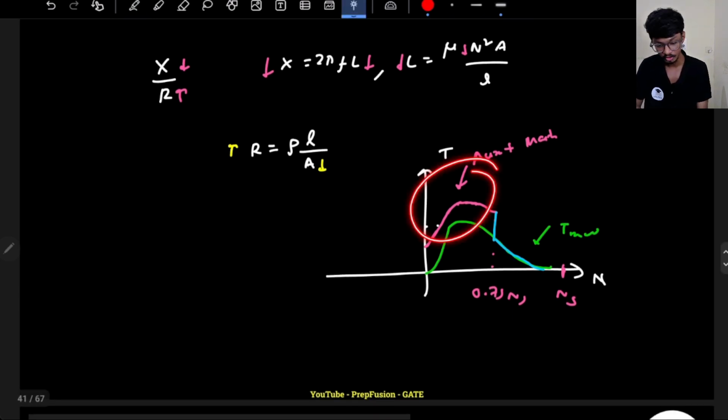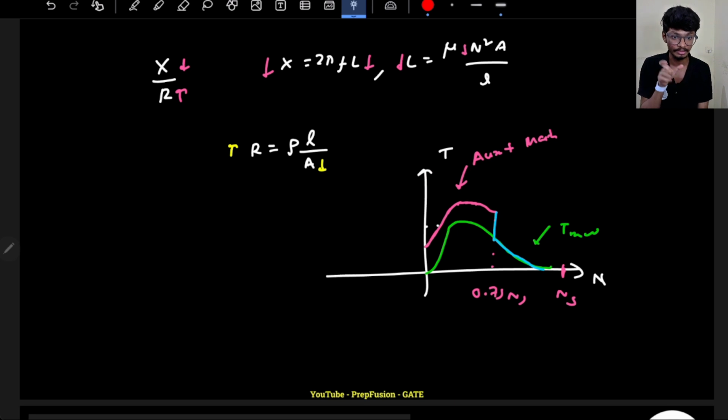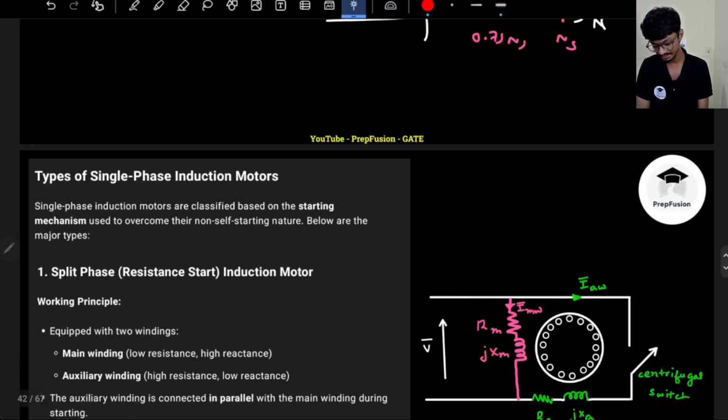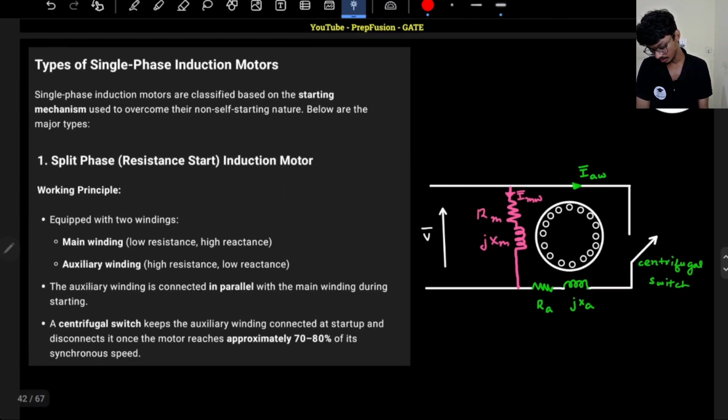Basically we don't want to keep the auxiliary winding always on, because there can be copper losses there, right? So that is the reason why we don't want to keep the auxiliary winding always on. Okay, so this is the torque speed graph for a resistance split phase motor. I hope you have understood.